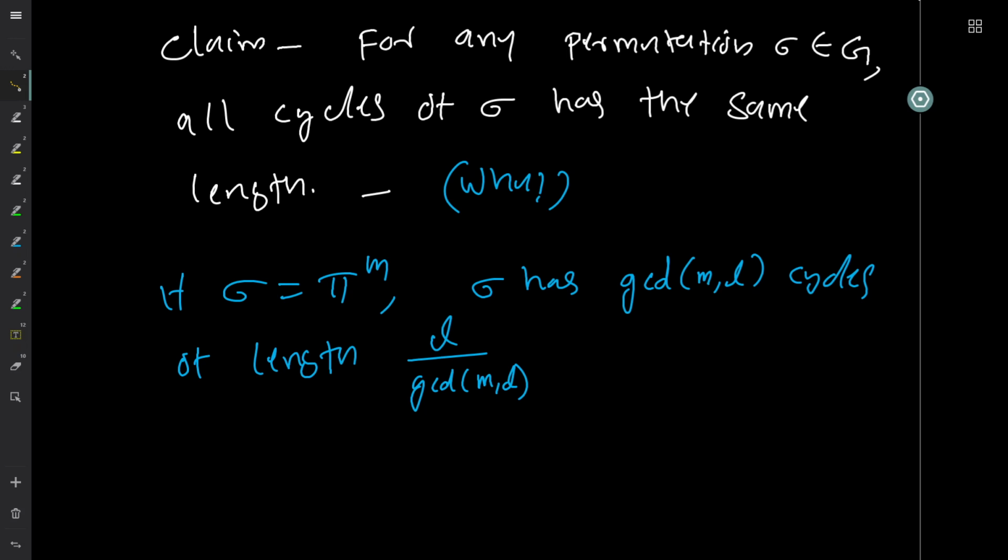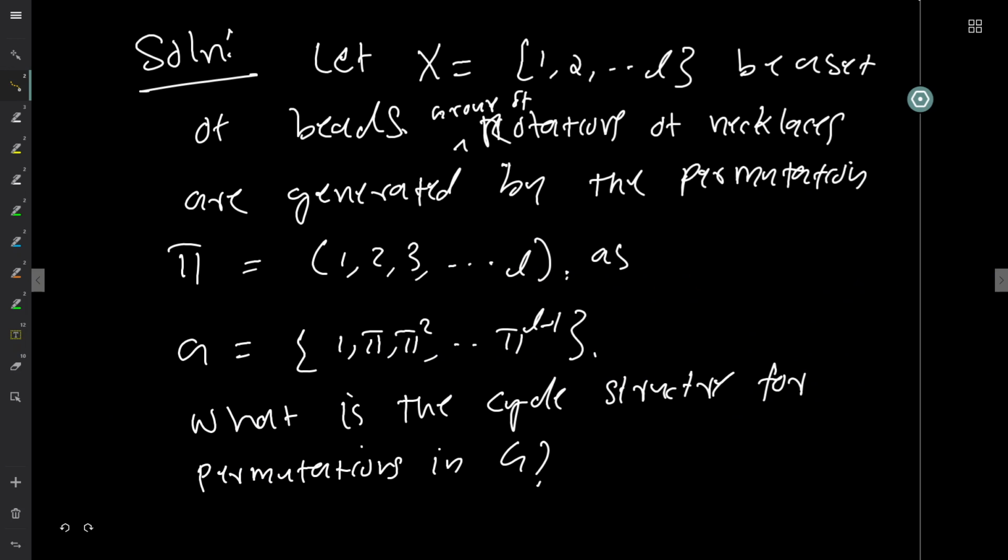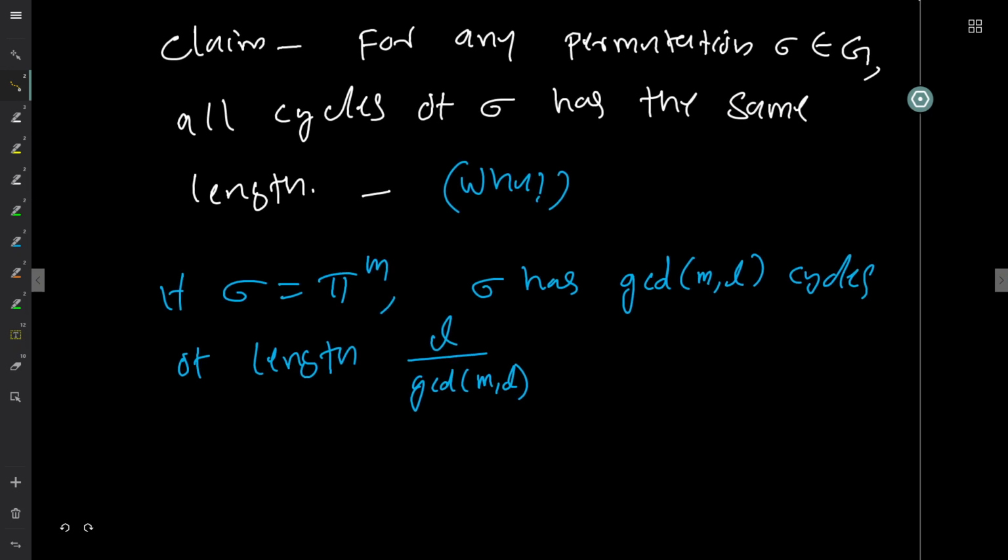So, why is this? If you look at the rotation and represent it using modulo arithmetic, you can easily prove this. Observe that if sigma is pi^m, where pi is the generator, then sigma has exactly GCD(m, l) cycles, each of length l by GCD(m, l). So this is an even more refined claim. Prove this.